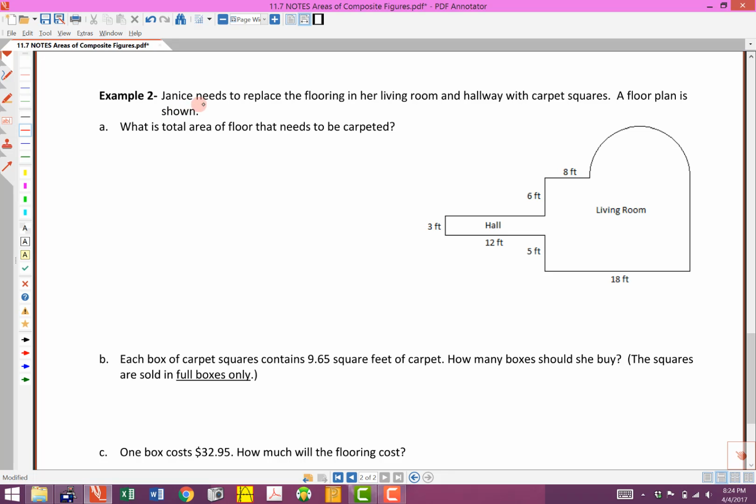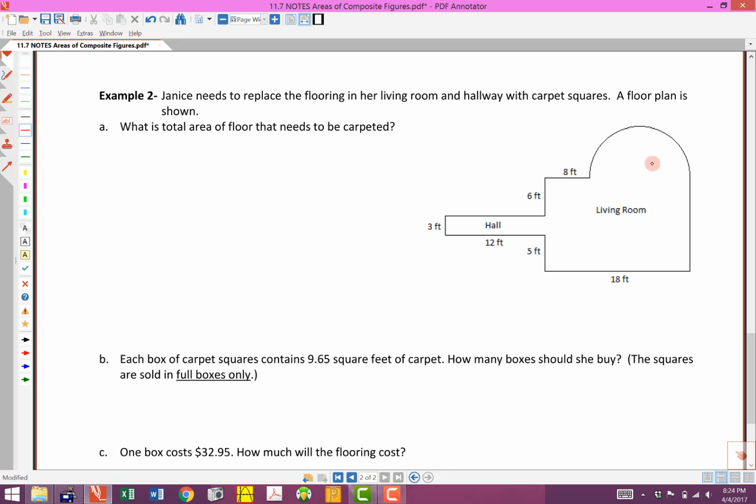So here we go. Janice needs to replace the flooring in her living room and hallway with carpet squares. A floor plan is shown. What is the total area of the floor that needs to be carpeted? So Janice has kind of a unique house. It's got this rectangular hallway, which is pretty standard. Then this big rectangular living room, but then this semicircle that's off to the side there.